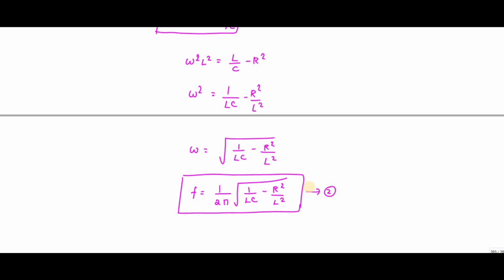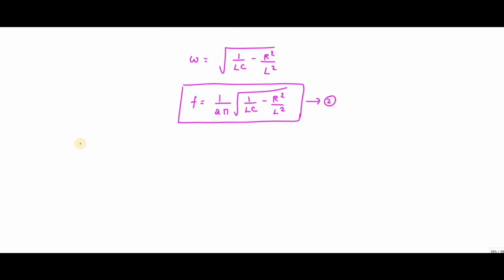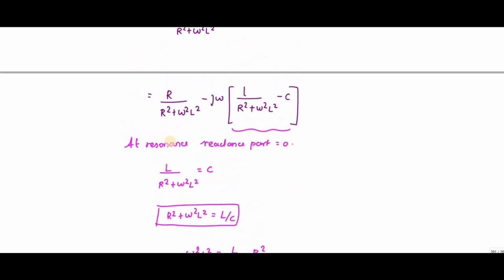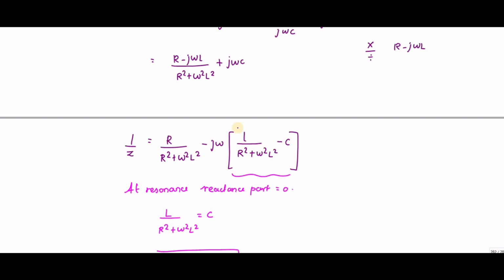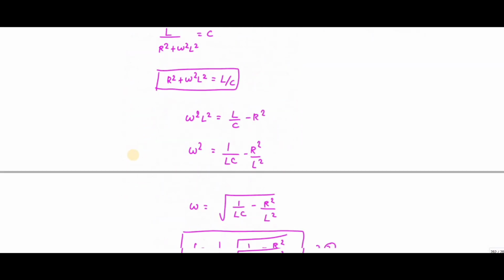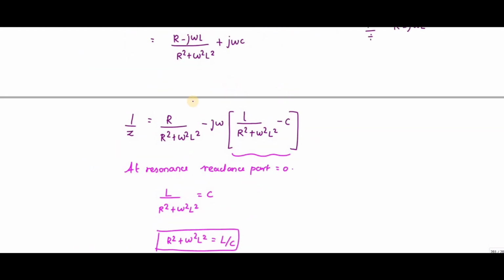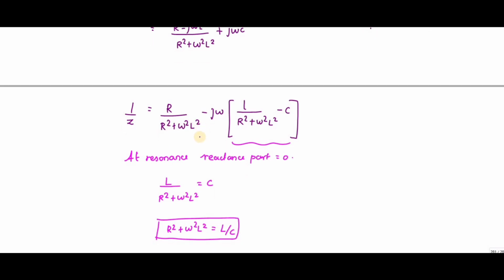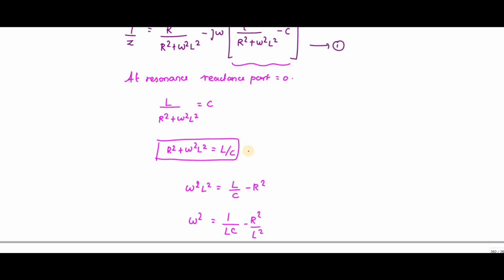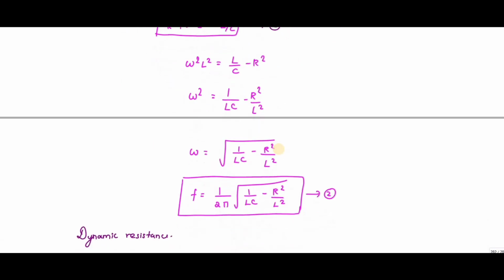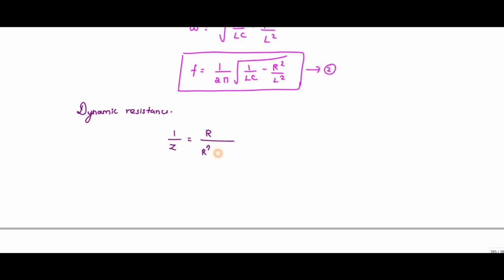So next you need to find the value of the dynamic resistance. Since I have equated this imaginary term to 0, what is 1 divided by Z? 1 divided by Z is equal to R divided by R square plus omega square L square. This is your first equation, and this is your second equation.